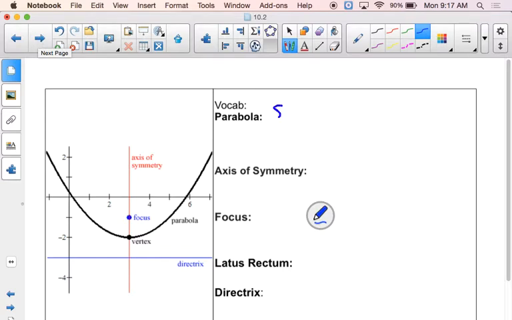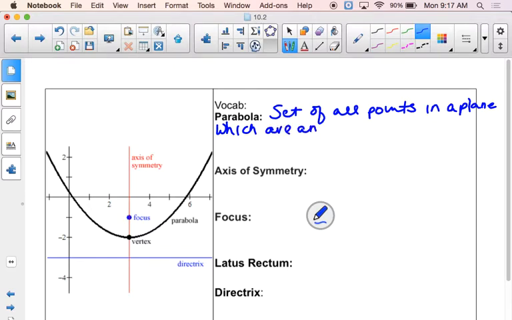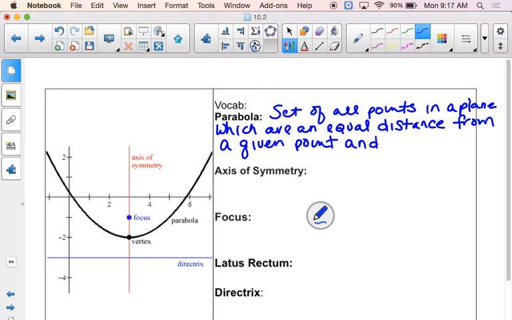A parabola is the set of all points in a plane which are an equal distance from a given point and a given line.